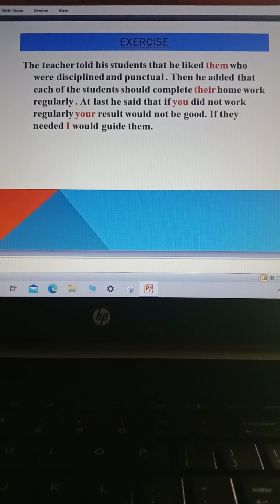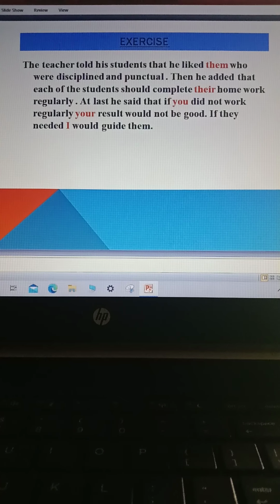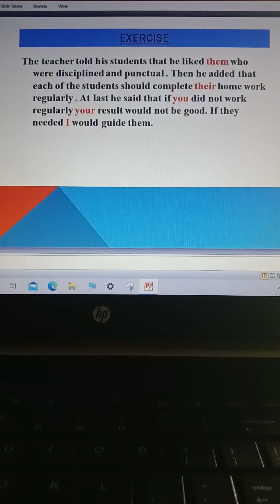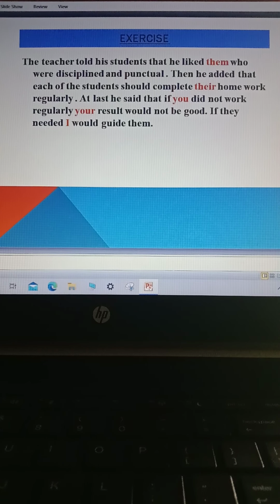Next sentence. At last he said that if you did not work regularly, you did not. Who are you? That is, the students. Students means they. As it is in indirect speech, at last he said that if you did not work, you means the students. The students means I put the pronoun they. So I put they instead of you as the right answer. At last he said that if they did not work regularly, your result would not be good.